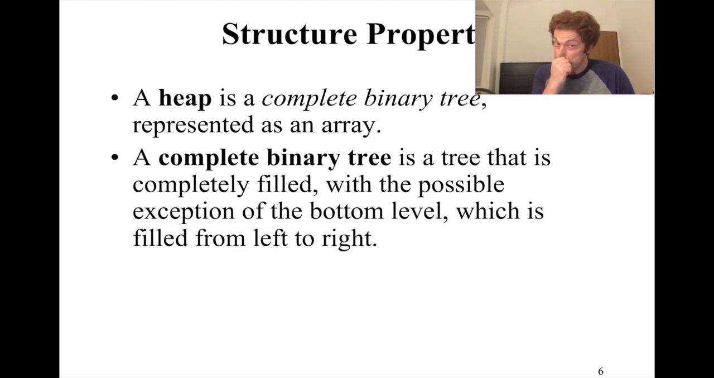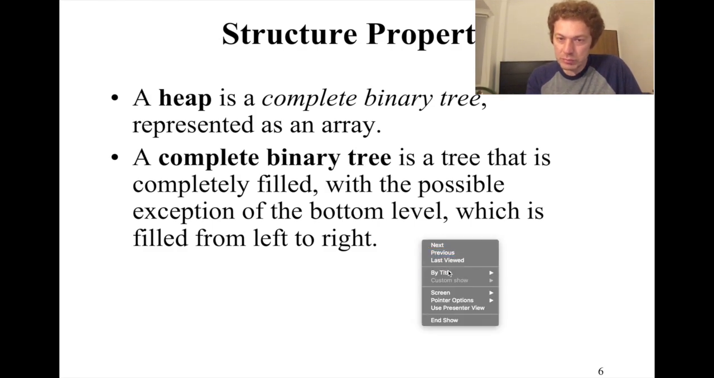The structure property comes from the fact that I will have a complete binary tree. Remember, a binary tree is one where every node has at most two children, right? And a complete binary tree is one where all the levels are completely filled except the last level, which is filled from left to right. So we don't have a picture, so let's draw one here quickly.